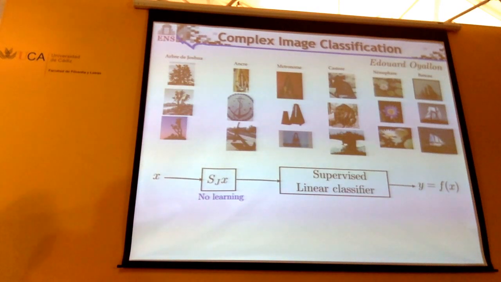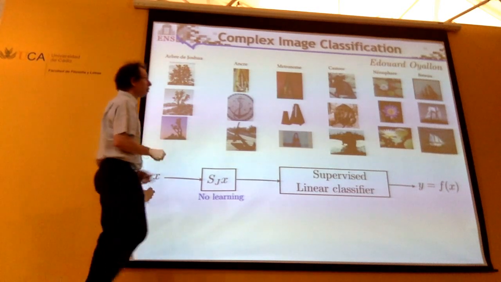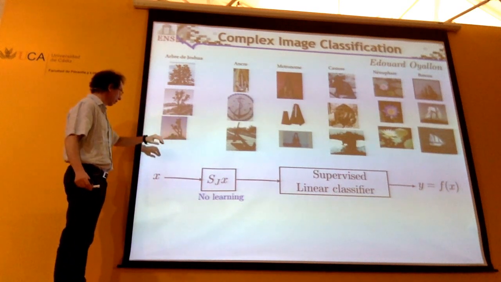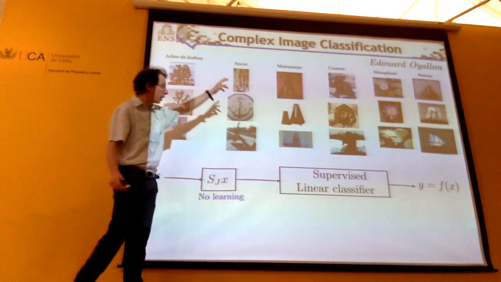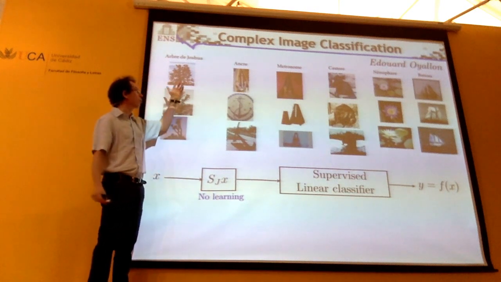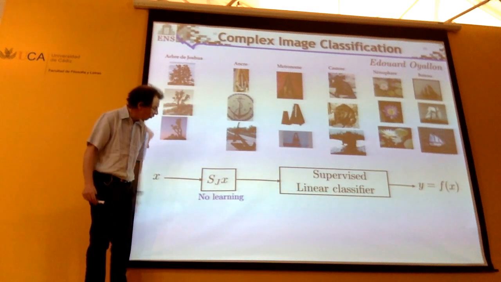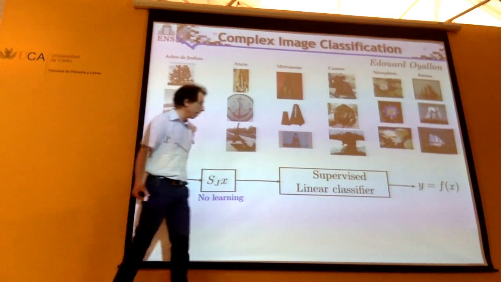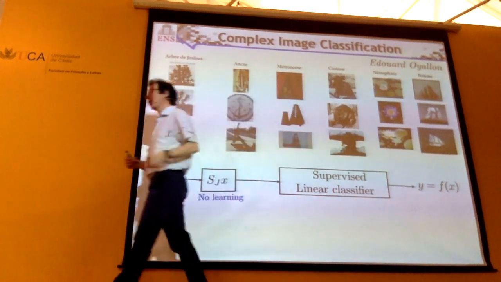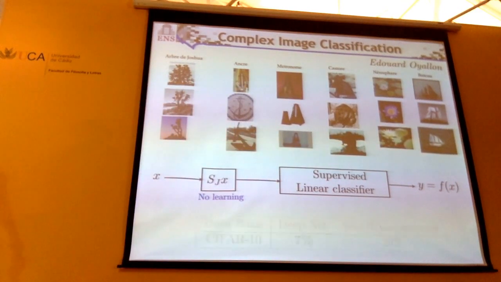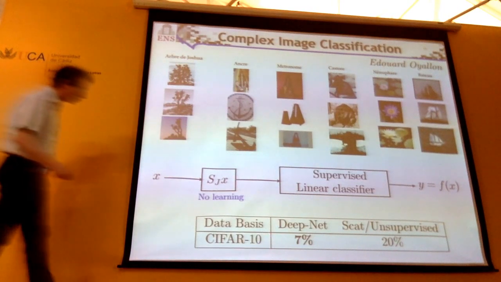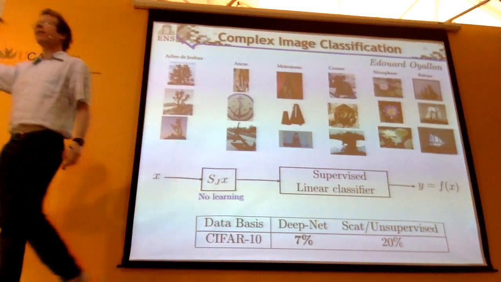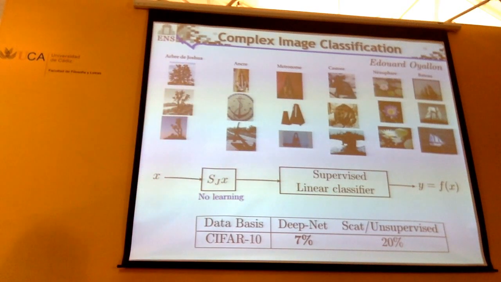Okay, I want to insist on that. Complex image classification problem. So that's the work by Edouard Oyallon. Same thing, I go back to these problems of classification, you have images and labels, and you want to find whether it's a tree, an anchor, and so on. So we are going to do scattering on the rotation and translation group, followed by supervised regression. Now, what do you get? You get an error on CIFAR of about 20%, so 80% accuracy.